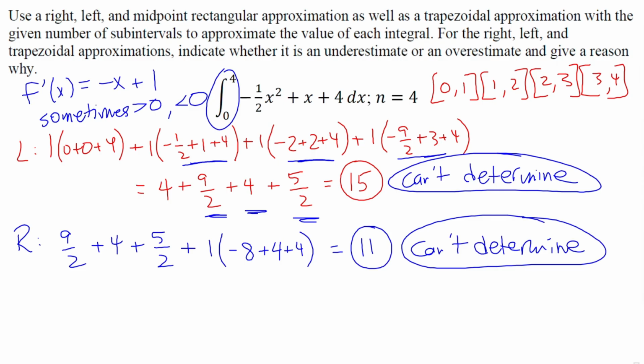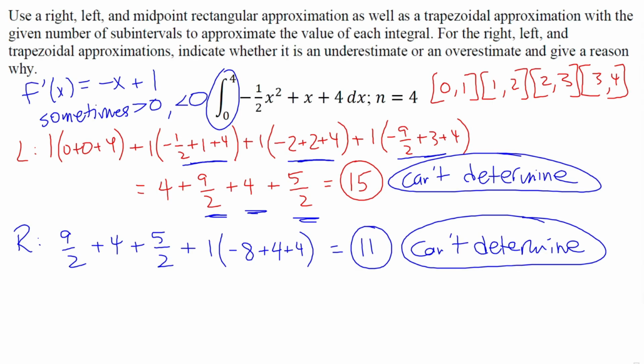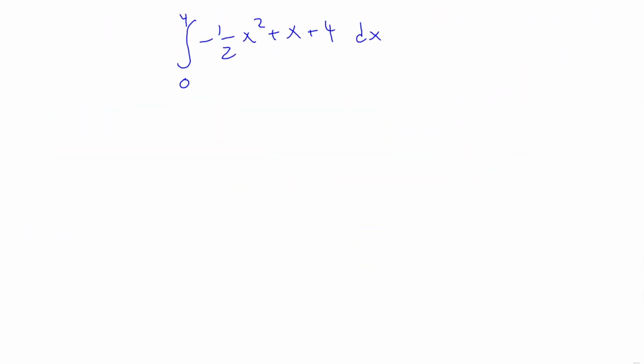All right, for our midpoint approximation, let's see, we had our function, we were doing 0 to 4, it was negative 1/2 x squared plus x plus 4, I believe. Yeah, and so we're taking the midpoints from 0 to 1, 1 to 2, 2 to 3, and 3 to 4, which are 1/2, 3/2, 5/2, and 7/2. And all of these are being multiplied by 1 again.